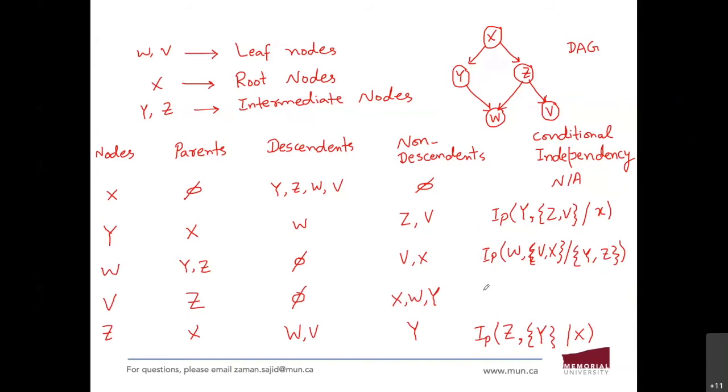And let's write down the conditional independence using this information. So we are talking about the variable V, and we have three non-descendants, so it will be X, W, and Y, given the parents. The parent of V is Z. This is how we develop conditional independencies. Folks, I need to go to the next slide, please.